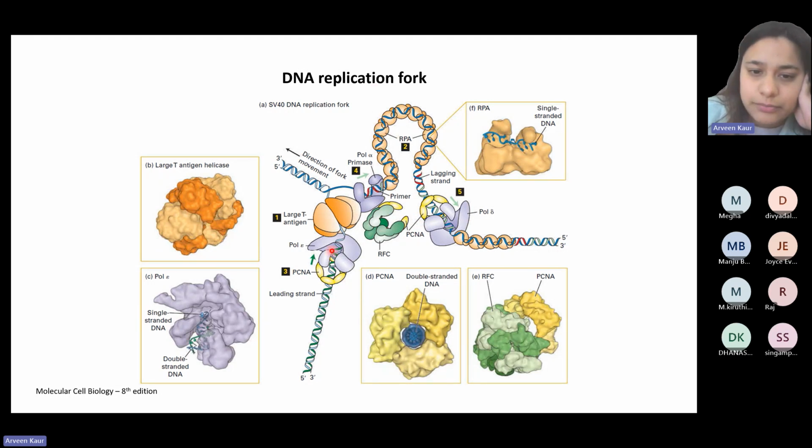Along with that, the other components that we are seeing over here, one is a large T antigen. What is this large T antigen? It is a helicase. What will a helicase do? A helicase has a major role to play in formation of this replication fork, because it will denature the existing DNA, right? So this is the helicase that has been enlarged over here in B also, right?